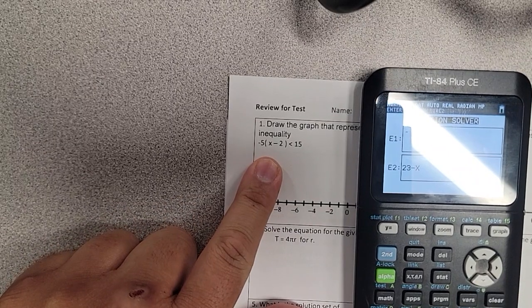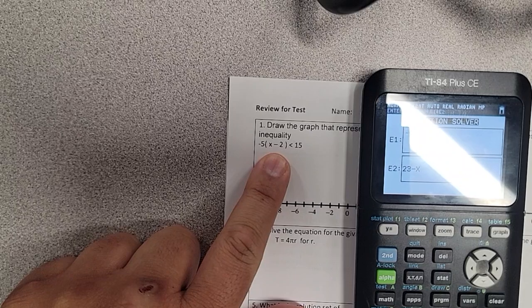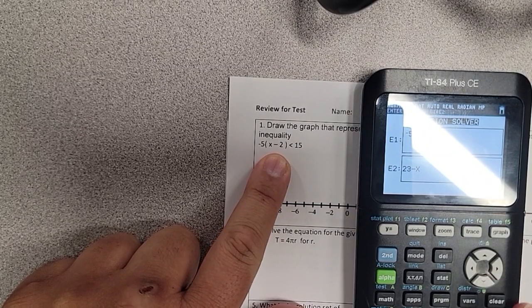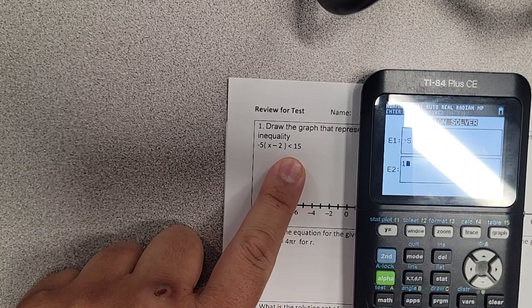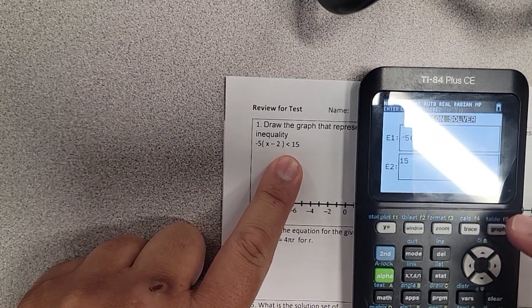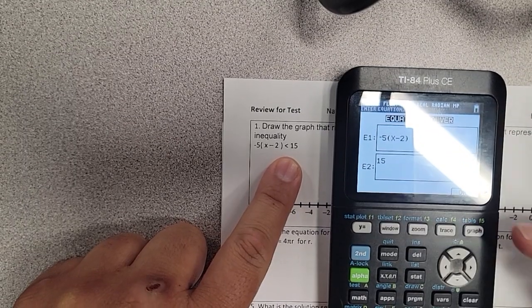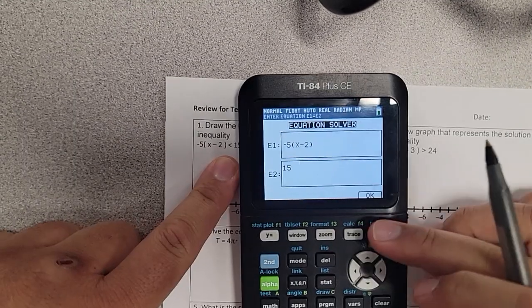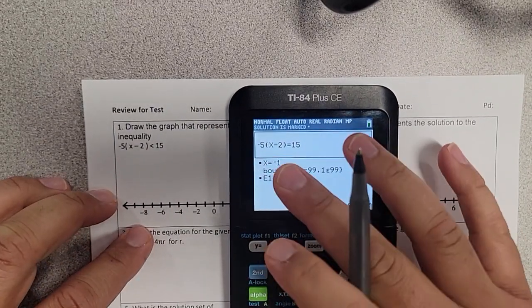Type in what you have here. This is a negative. Be careful with the negatives. And then this is a minus. Then we move down. I'm going to put 15. Now from here, a lot of people are pushing enter. Do not push enter. You have to push the graph button 2 times. Graph, graph. So my answer is going to be -1.